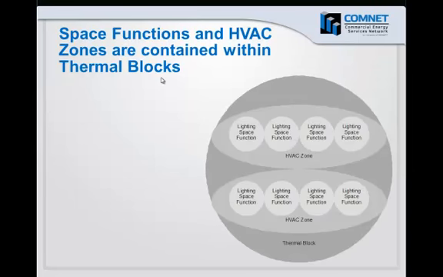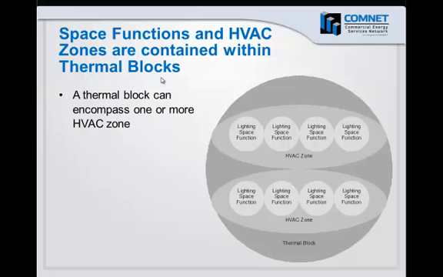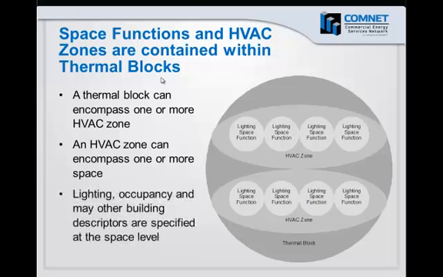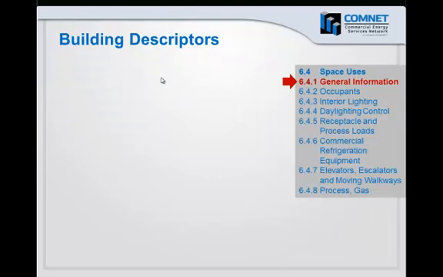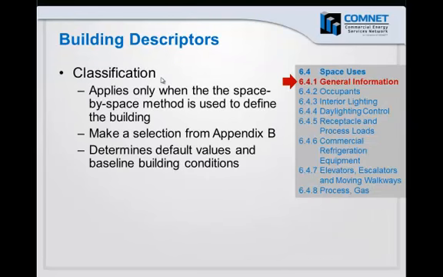Basically, a thermal block, which we covered last week, can encompass one or more HVAC zones, and an HVAC zone can encompass one or more spaces. And it's really at the space level where much of the model specifications are entered. Things like lighting, occupancy, and many other building descriptors are defined at the space level and then summed up at the thermal block level. Starting with general information, there's two areas.